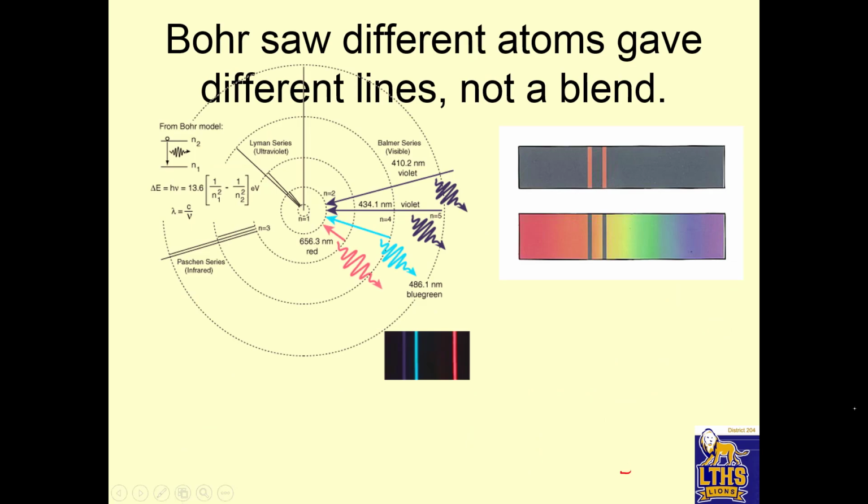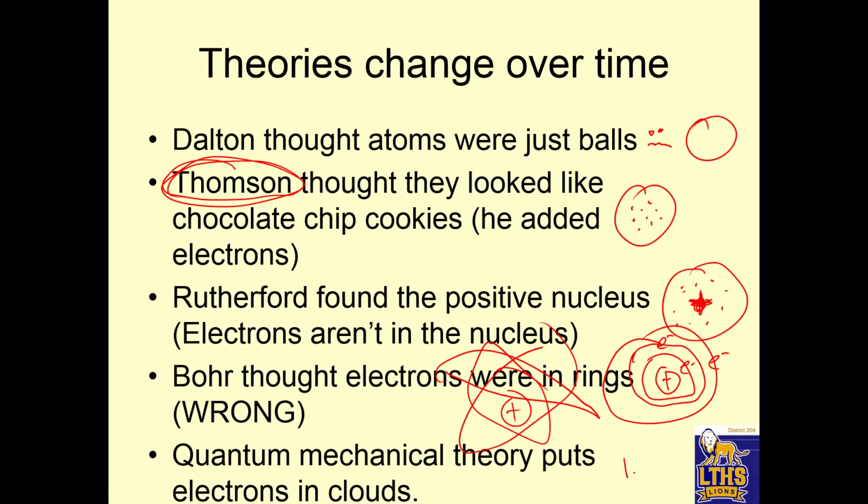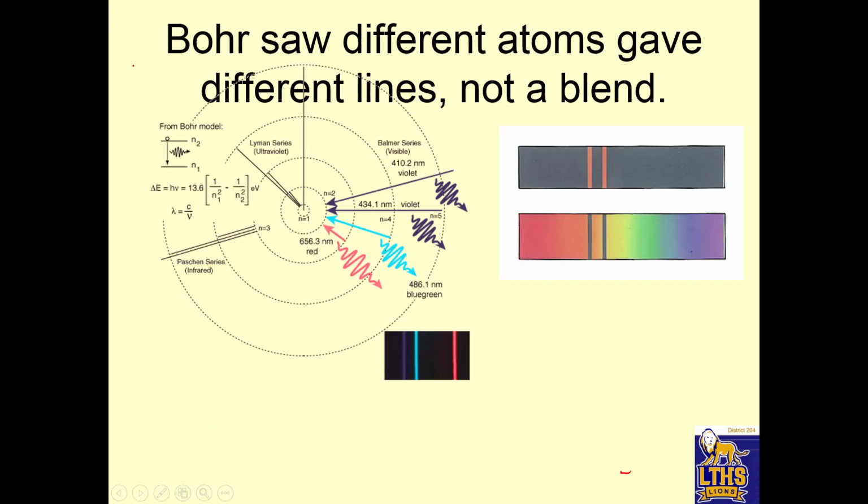The real model, I'll put up here, says there's a nucleus, and then there's clouds of probability. And that's kind of what it is.